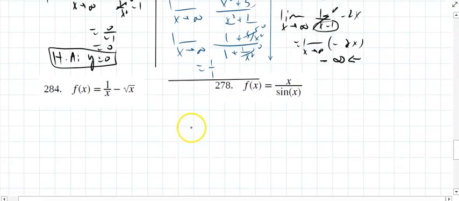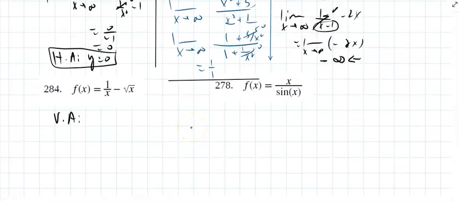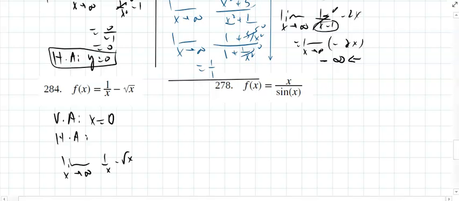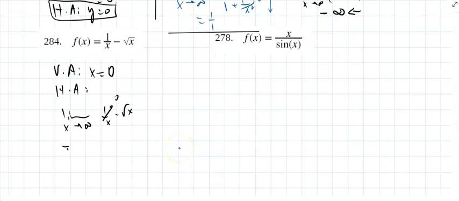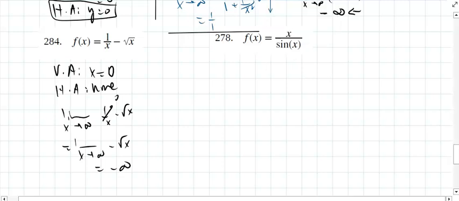This problem, again, vertical asymptote, that's simple. What's the domain? X cannot be 0. There it is. Horizontal asymptote, you would take the limit as x approaches infinity of 1 over x minus radical x. Well, obviously, anything over x approaches 0. So I'm left with the limit as x approaches infinity of negative radical x, and that's negative infinity again. We don't have any. Here we have an oblique or slant asymptote, depending on the author that you took.